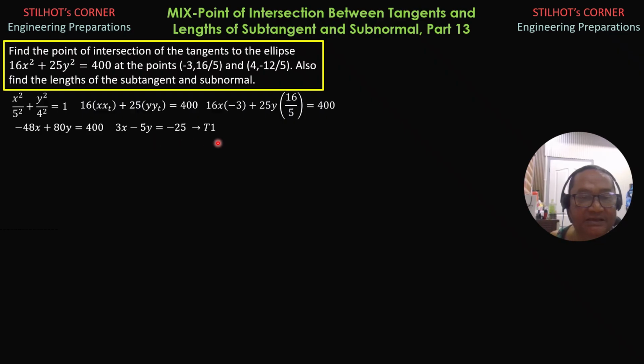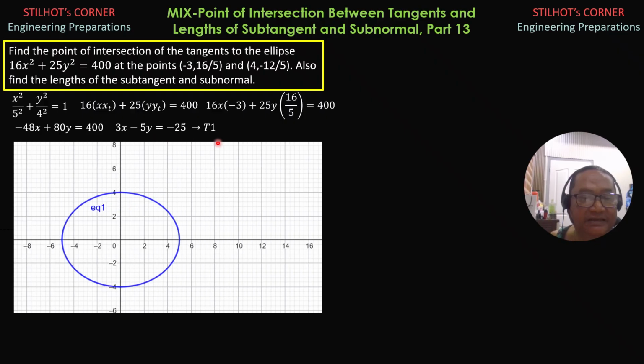That's the first tangent. Let's have the ellipse center at the origin with semi-major axis 5, semi-minor axis 4. That's the first point of tangency, tangent one. The y-intercept is 5. So that's the first tangent.